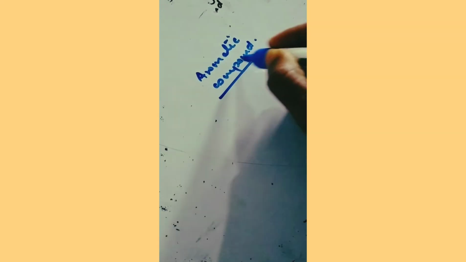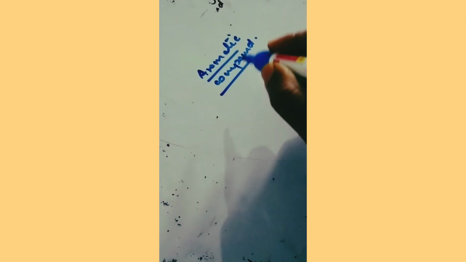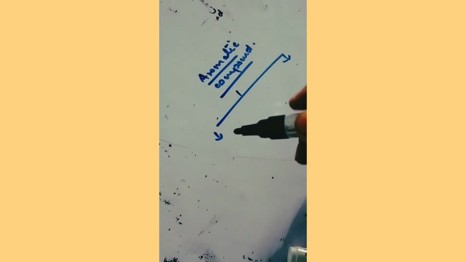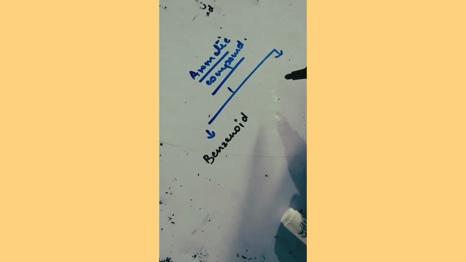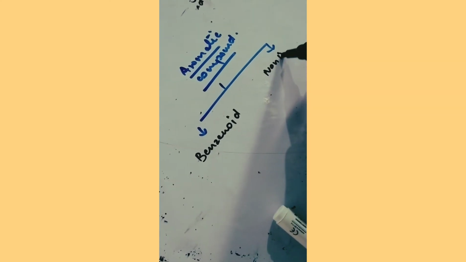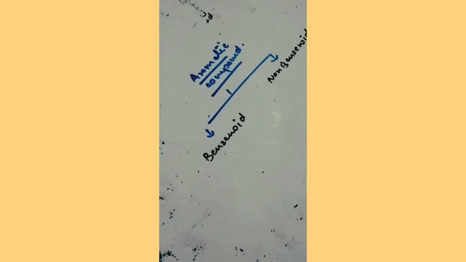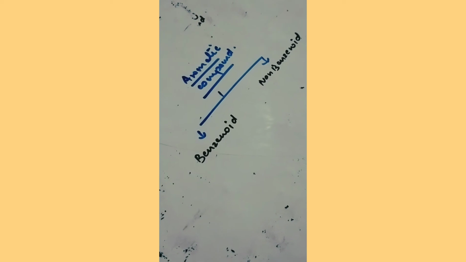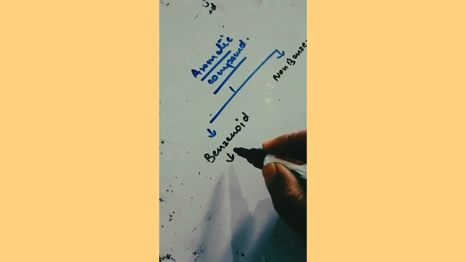How can you explain which compound is aromatic and which is non-aromatic? Aromatic compounds are further divided into two types: benzenoid and non-benzenoid. As the name represents, in a benzenoid only a benzene ring is present in the structure.